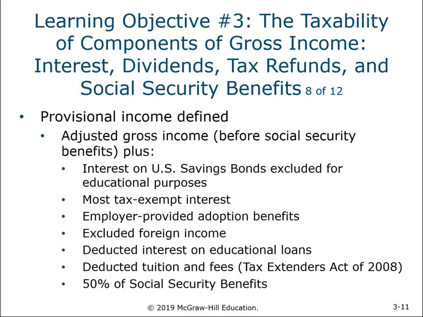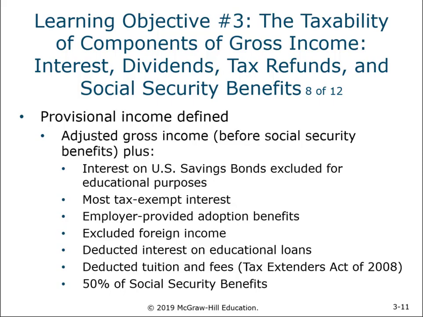So you have to calculate provisional income. If you have a tax return that is dealing with Social Security, first thing to figure out is the provisional income to see how much of the Social Security benefits are taxable. To get that, you start with adjusted gross income, and then you add, without including the Social Security benefits, tax-exempt interest.